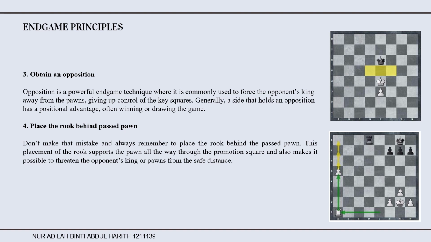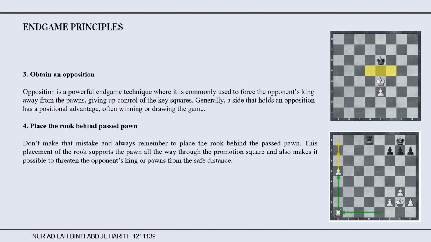The third principle of endgame is obtain the opposition. Opposition is a powerful endgame technique. It is commonly used to force the opponent king away from the pawns, giving up control of the key square. The position shown is the most classical example of the opposition.